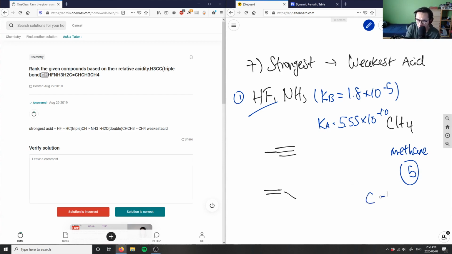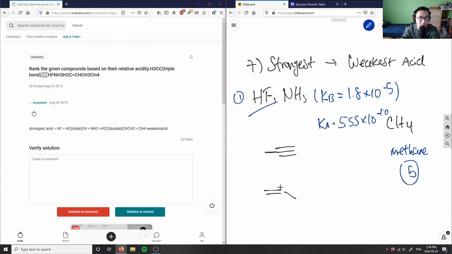Like if you look at the structure of methane, how is it going to accept more electrons? It's already saturated, right? So this here is definitely my weakest acid. So this is not very good. So methane here is my weakest acid. Then I would probably think that my alkene is going to be my next weakest acid.